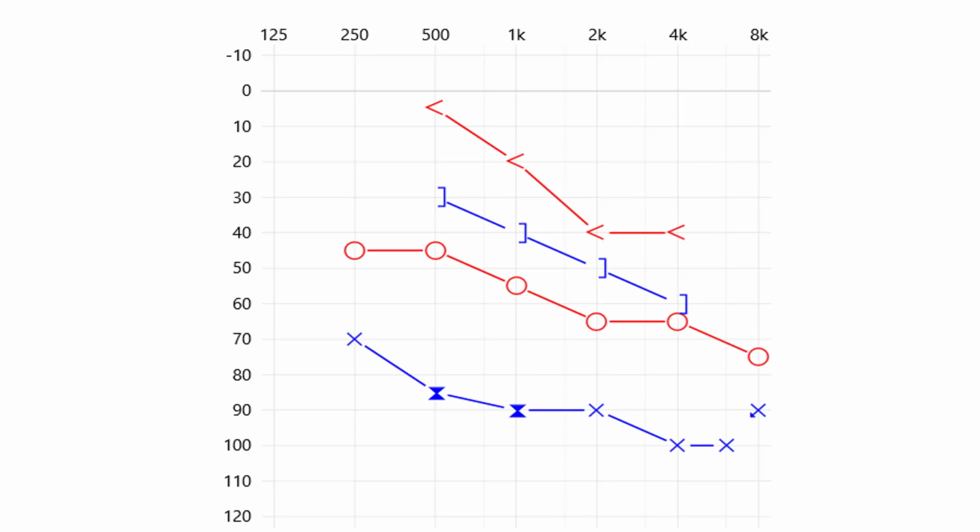Once again, both ears have both a sensorineural component, shown by their reduced bone conduction, and a conductive component, shown by the gap between the bone conduction and the air conducted results, suggesting that both an outer or middle ear and a sensory component to the hearing loss is present, a mixed hearing loss.